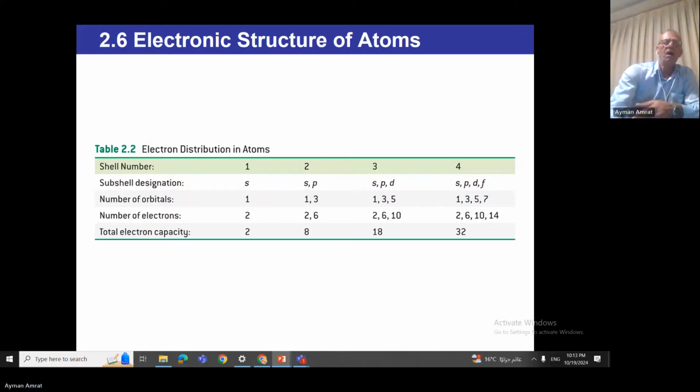The summary of electronic distribution in atoms: shell number 1, subshell s, number of orbitals 1, number of electrons that can be occupied in this shell 2, total electron capacity in shell number 1 is 2. The second shell contains s and p subshells and a total of 8 electrons. The third shell has a total of 18 electrons, while the fourth shell can hold a total of 32 electrons, occupying s, p, d, and f subshells.